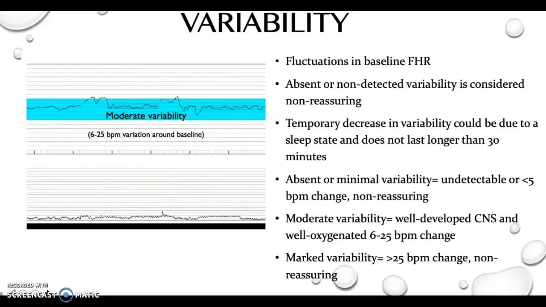So let's talk about variability. Variability is just fluctuations in that baseline fetal heart rate. We want to see moderate variability, like I said. So anywhere between 6 to 25 variation around baseline.